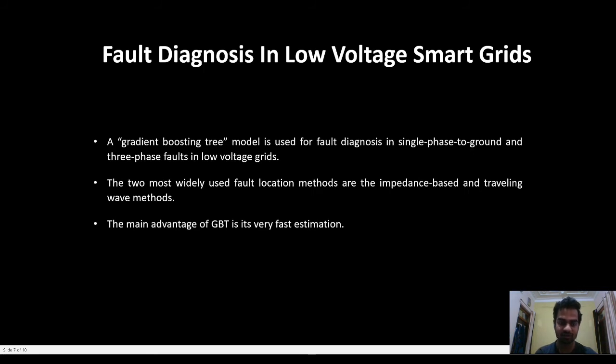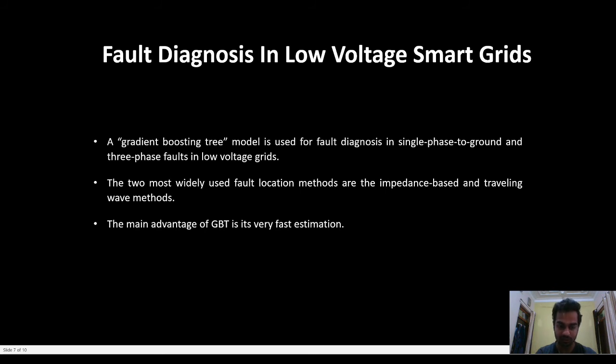The next model is fault diagnosis in low-voltage smart grid systems. This uses a gradient boosting tree model to detect, identify, and localize single-phase-to-ground and three-phase faults in low-voltage smart grid distribution.